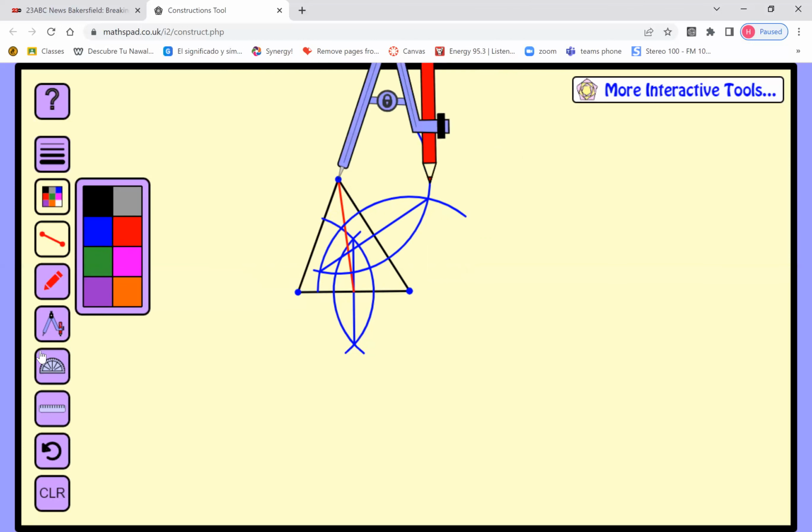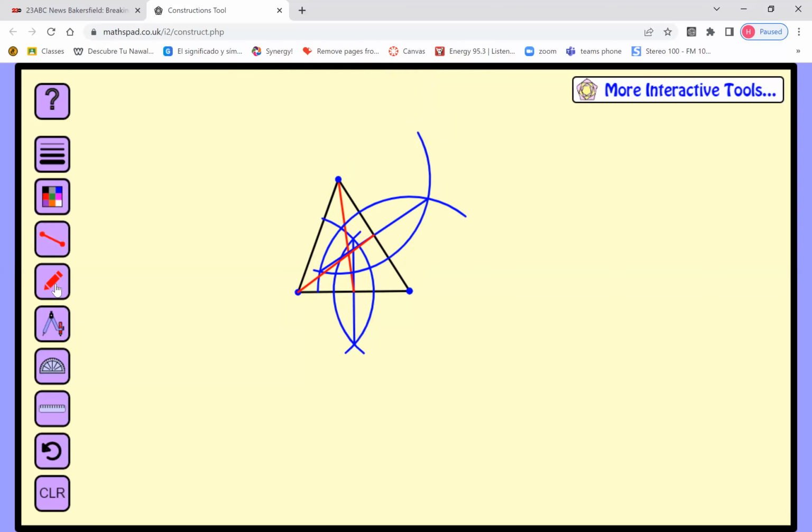But let's get back to what I was doing here. So I found this segment. I drew a perpendicular bisector because I wanted to find the midpoint of that segment. I'm gonna connect this midpoint with the opposite corner, so this corner right here. Now, the centroid: the centroid is the point where two medians intersect, the point where the two medians meet.